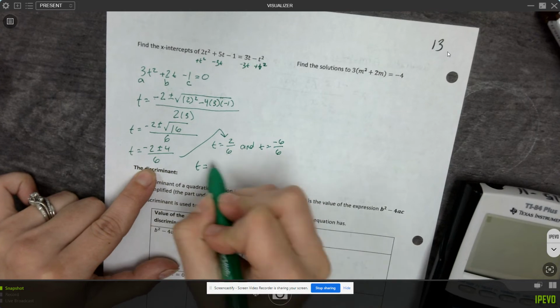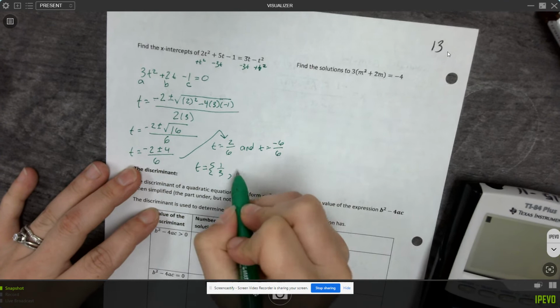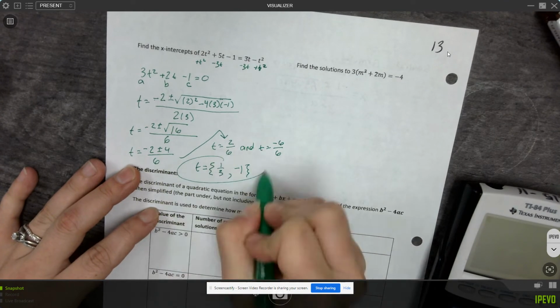And then I'm going to reduce my fractions, or actually divide. 2 over 6 is 1/3. Negative 6 over 6 is negative 1. There are your answers.